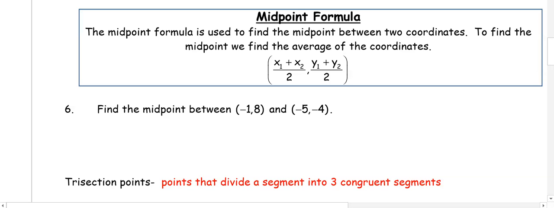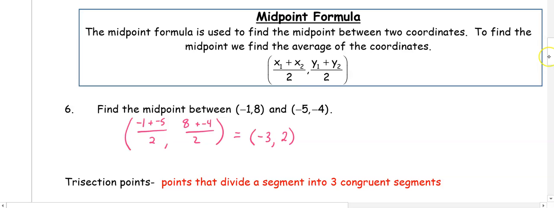So in number 6, find the midpoint between -1, 8 and -5, 4. Our x coordinates are going to be -1 plus -5, divide by 2. Our y coordinates are going to be 8 plus 4 divided by 2. So -1 plus -5 is -6, divided by 2 gets us -3 for the x coordinate. And then 8 plus 4 is 12, divided by 2 gets us 6 for the y coordinate.